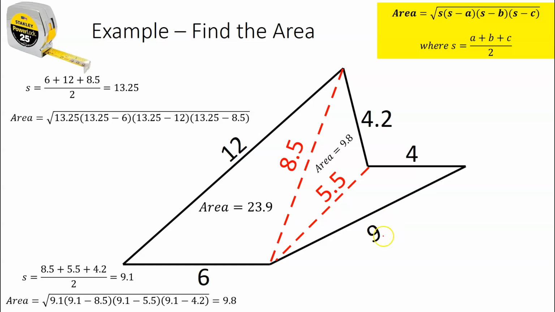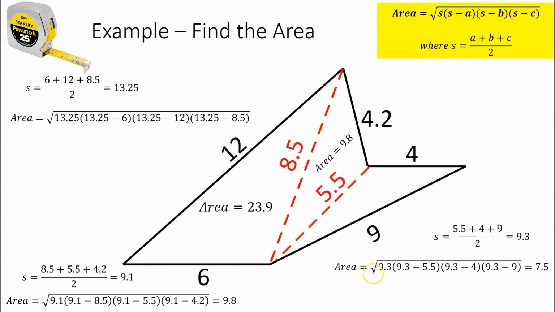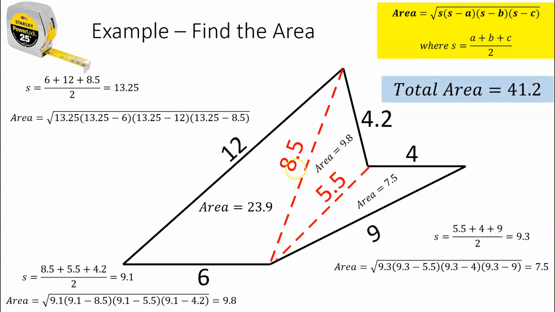5.5 plus 4 plus 9 divided by 2 gives me the S, and then run it through that big radical, finding the difference between that and each one times the original, and we get the 7.5. So of course when I'm done now, I can just add the areas of the three triangles together to give me my total area. And that's Heron's formula.